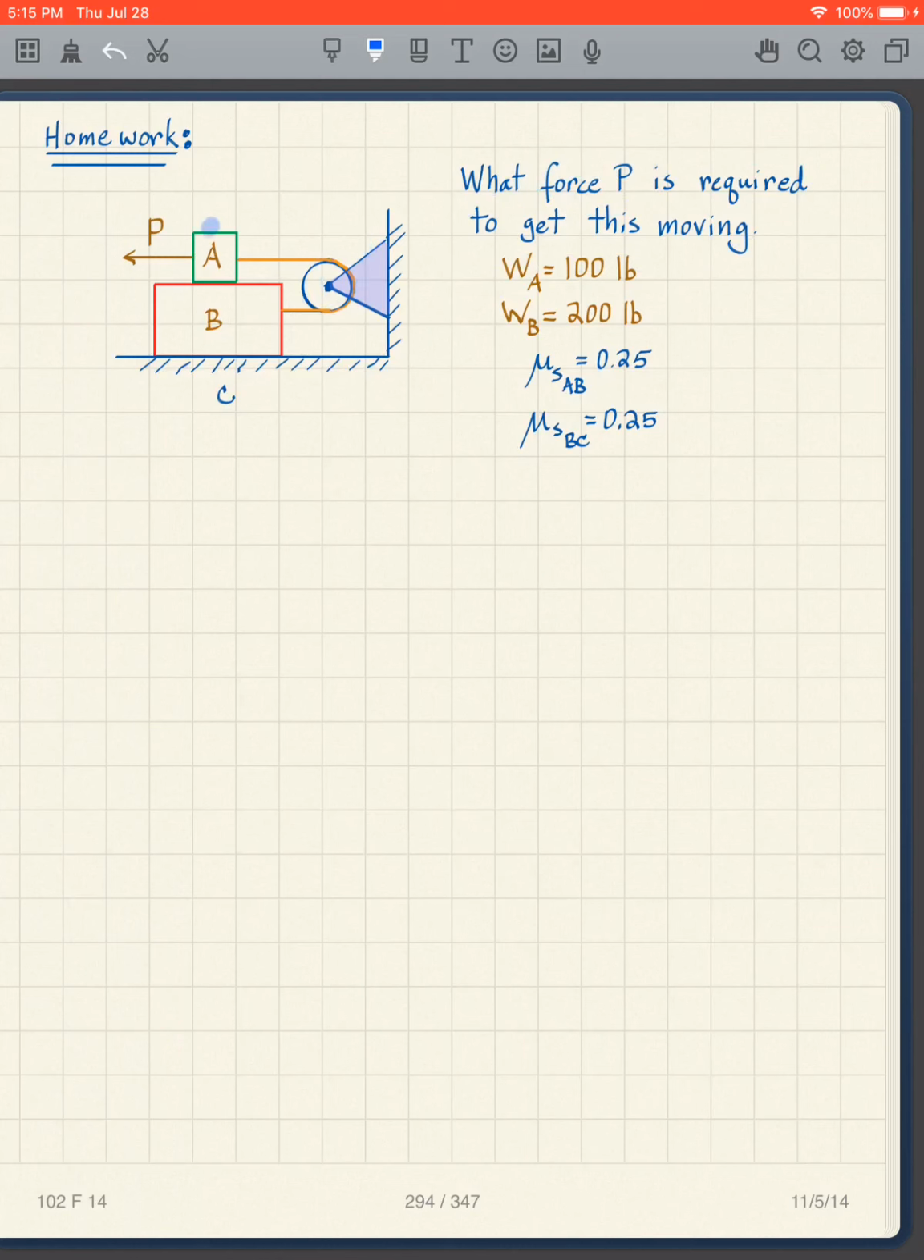So the weight of this one is 100 pounds. The weight of this one is 200 pounds. And I have this interface has 0.25 for the static coefficient. This interface is also 0.25. So, all right, pause the video here and give it your best shot. You're going to have to make a cut through the cable, by the way. Start doing those individually, though. That's your best bet. Okay, so pause the video here and try this one.